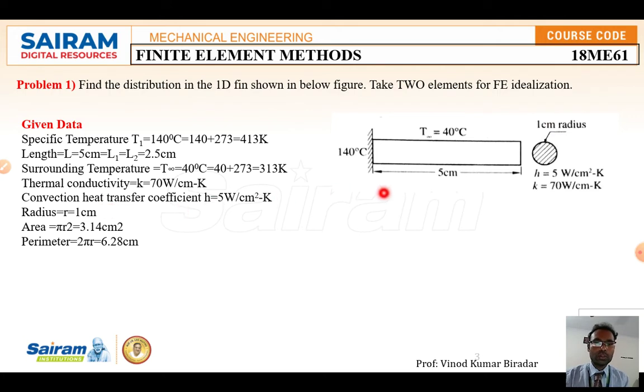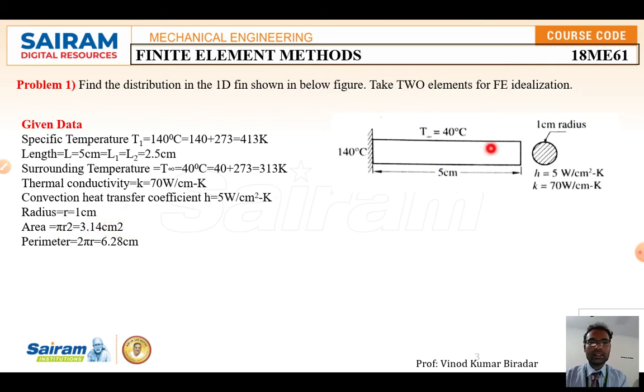If you want to find the area of this fin, we require the diameter. We have the area formula pi r square. The radius is given, so substitute here, the pi value is 3.142. Substituting r square as 1, 3.14 into 1 gives 3.14 centimeter square.